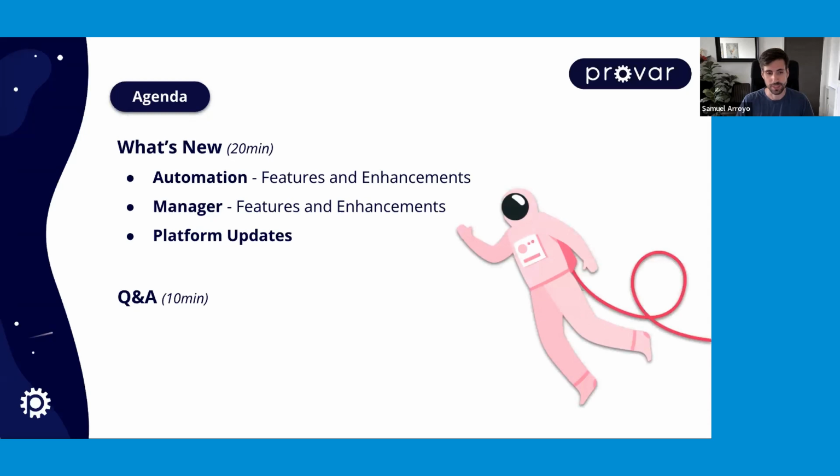So today we're going to have a bit of a smaller set of features to talk about compared to the last release, but that will give us a bit more time to dive into how some of them look. We're going to spend around 20 minutes looking into Automation and Manager and some updates to the platform, and any new feature and enhancement that we've introduced. And hopefully by the end, we will have a bit of time for Q&A where you can share any doubts and questions about the things you will see, or any question around our roadmap, our products, where we're going. I'll be very happy to answer your questions.